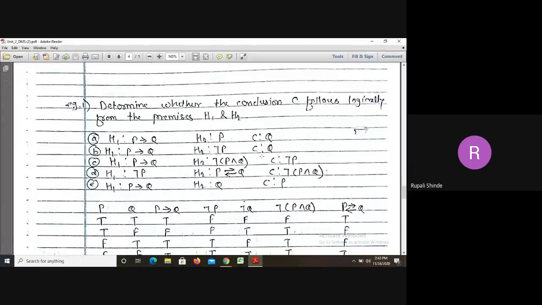Yes. Good. Then we have to check whether our last column contains all T, that is a tautology. If that is a tautology, then we can say that C is a valid conclusion. Good.